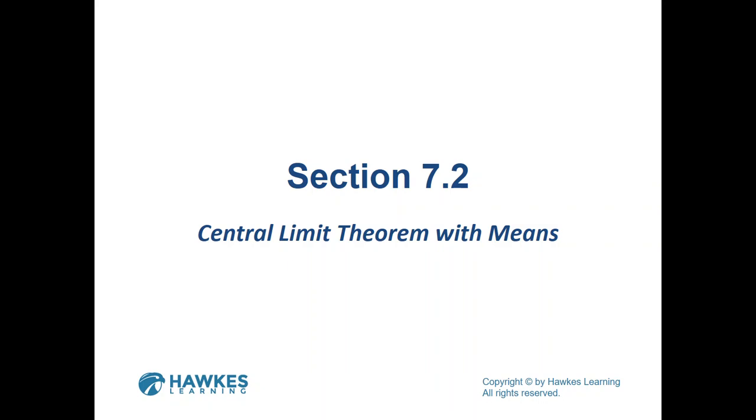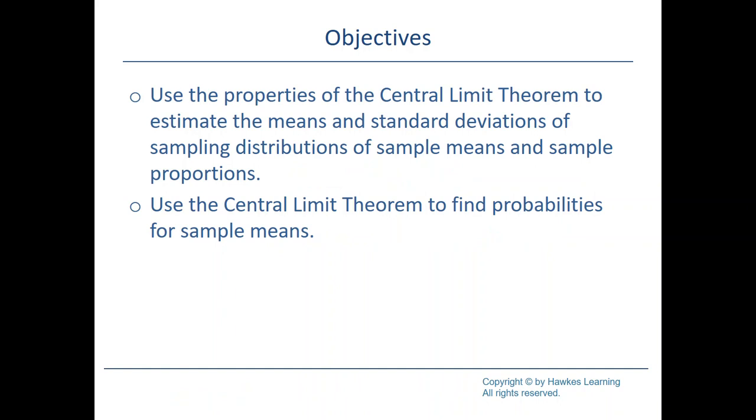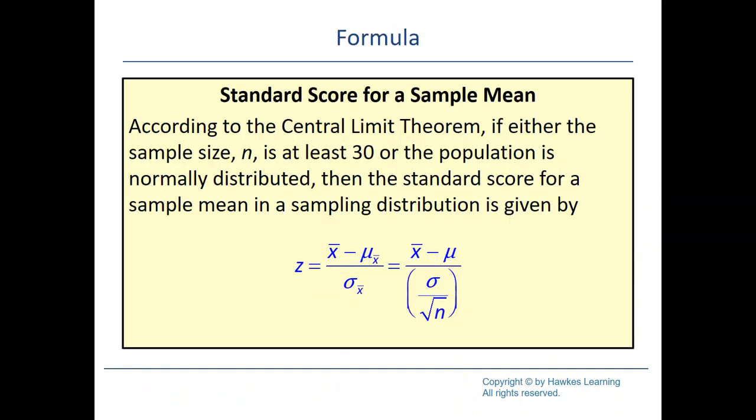Let's talk about 7.2, the central limit theorem with the means. So in the last section, we learned about the central limit theorem and what it was. Now we're going to use the properties of the central limit theorem to estimate the means and standard deviations of a sampling population, as well as use it to calculate some probabilities for the sample means.